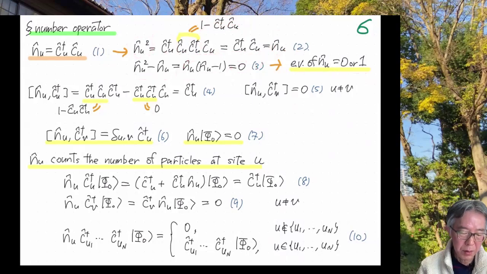Okay. Now let's compute the commutation relation, not the anti-commutation, but the commutation relation between n and C dot R.